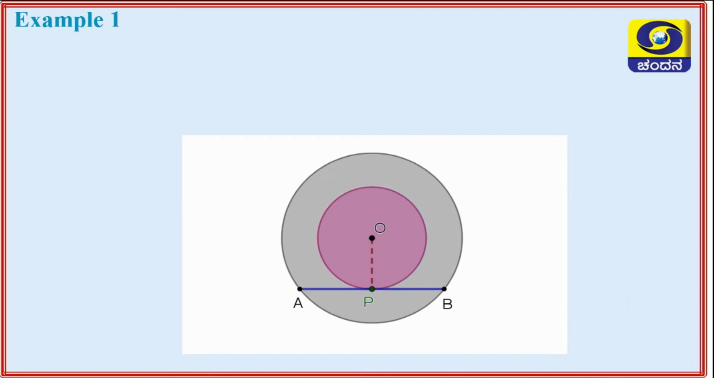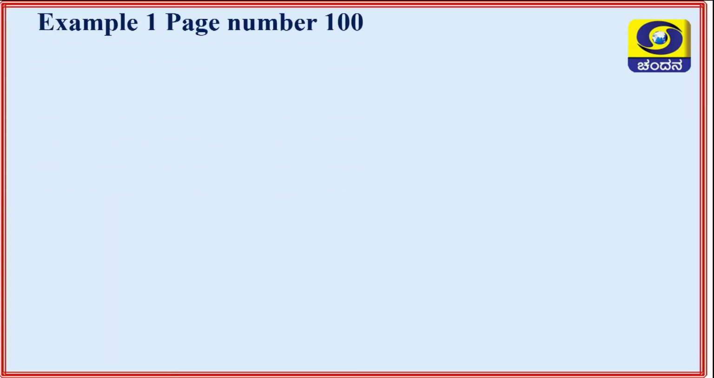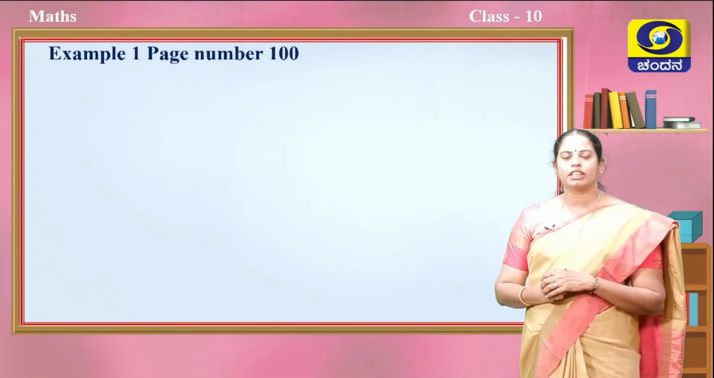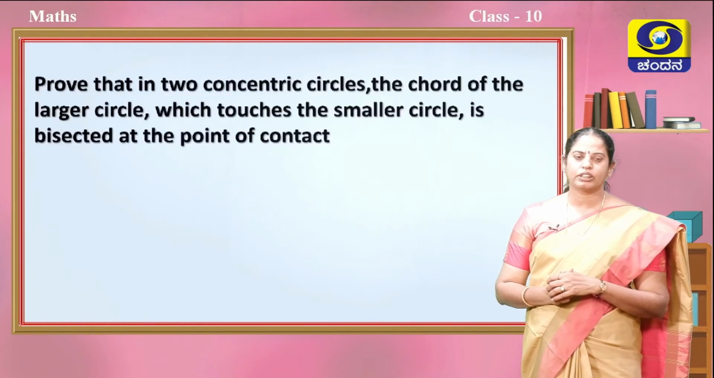On the smaller circle we marked point P. Through P we are drawing a chord AB to the larger circle. Now we have to prove that OP bisects AB. Yes, it is bisecting. You can observe the length is not changing. AP equals 4 and PB equals 4. This we have to prove logically. How to prove? This is Example 1 in page number 100.